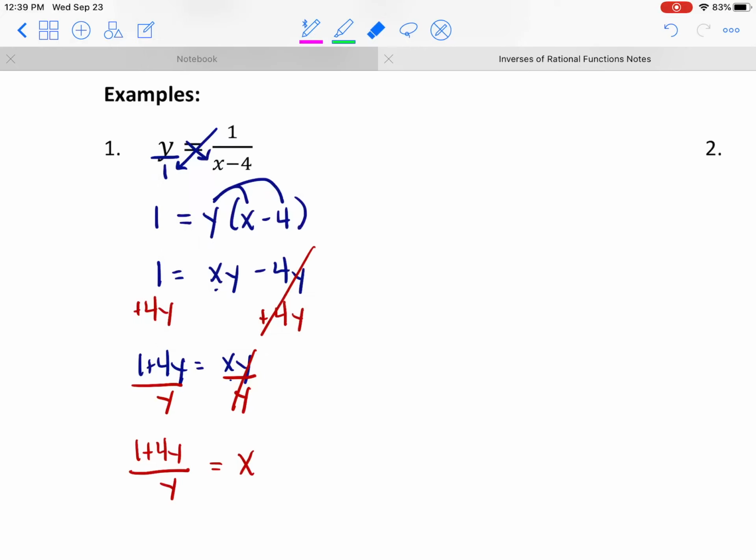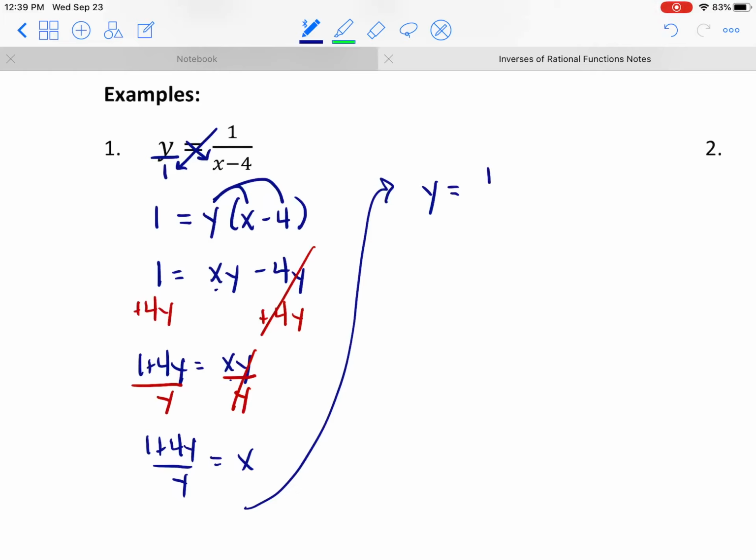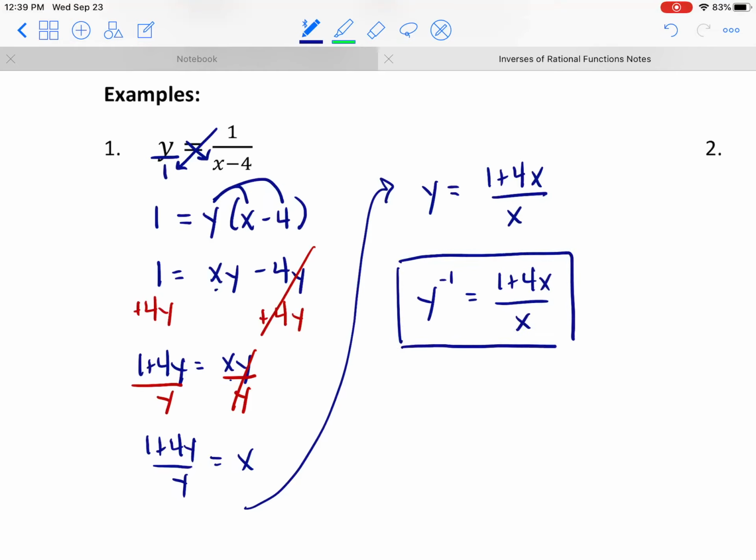We have to switch x and y, but let me get this right in the right color. This was 1 plus 4y over y equal to x all by itself. Okay, so we're going to switch x and y. So it's y equals 1 plus 4x over x, and then we want to call this the inverse by just putting the little negative 1 here. So 1 plus 4x over x. That is technically our inverse function.